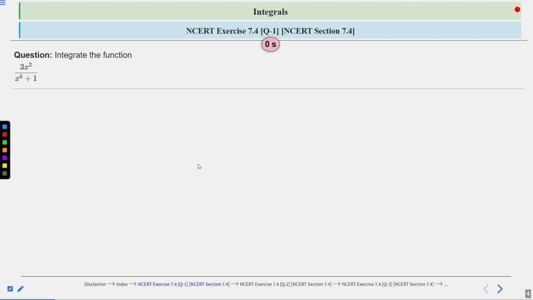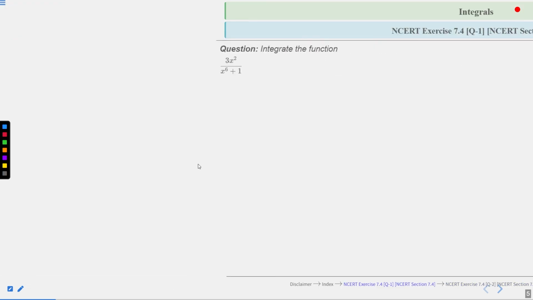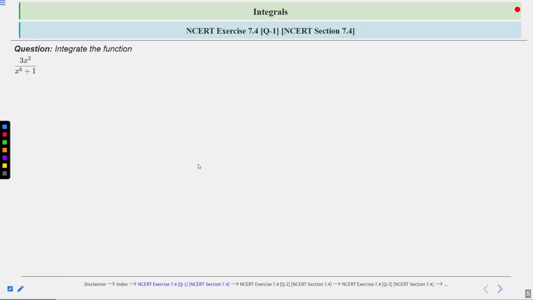So hope you all have attempted the given question. Let us see how we can solve this. Our question is, we need to integrate the function 3x square upon x to the power 6 plus 1. The correct answer is basically tan inverse x cube plus c, okay? So let us see the solution part.